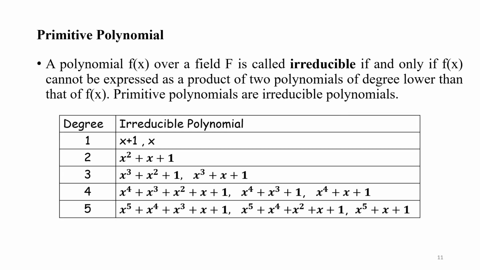Primitive polynomial. A polynomial f(x) over a field F is called irreducible if and only if f(x) cannot be expressed as a product of two polynomials of degree lower than that of f(x). Primitive polynomials are irreducible polynomials. Irreducible polynomial examples are given in the table.